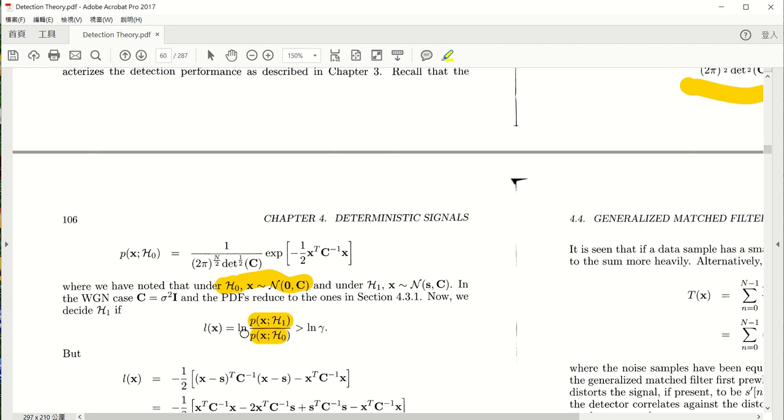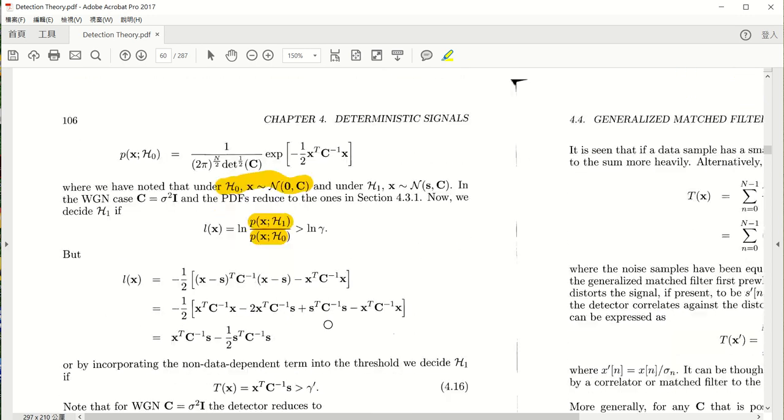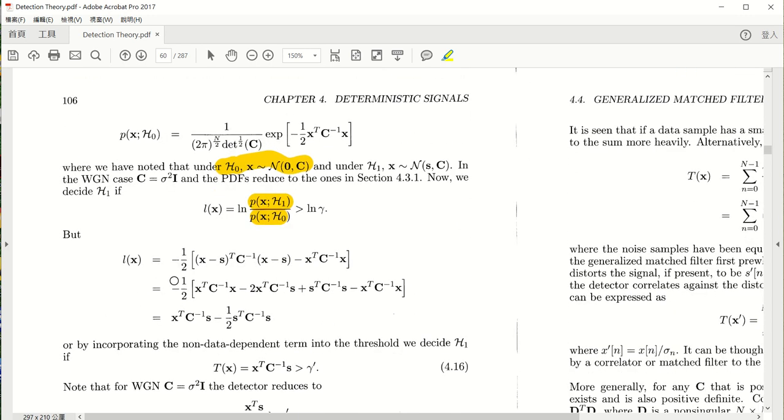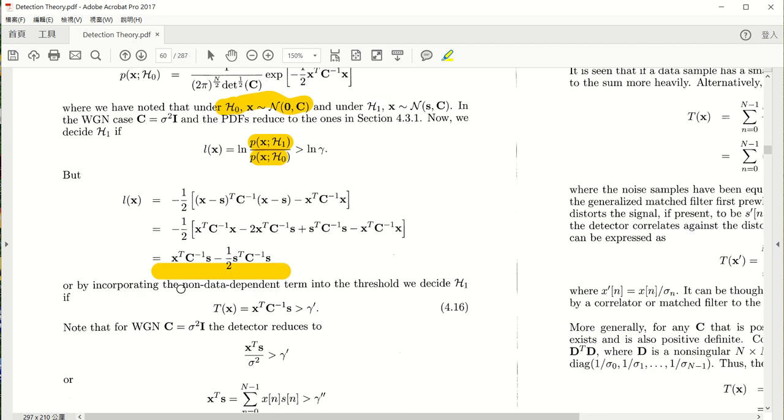But we are taking log, and then there's a log gamma. So it's a matrix version of the derivation. If we just take a look at this L of x and go through the derivation, at the end we are getting this. It's a function of your sample and signal. And then we will incorporate the non-data dependent term into the threshold.